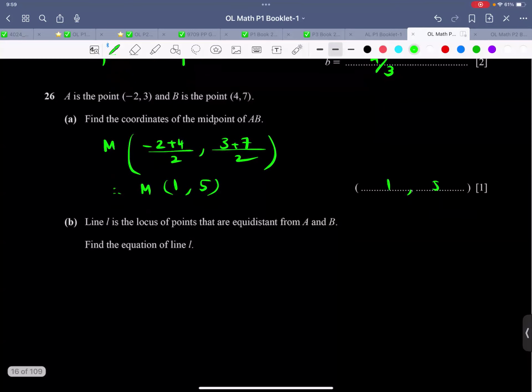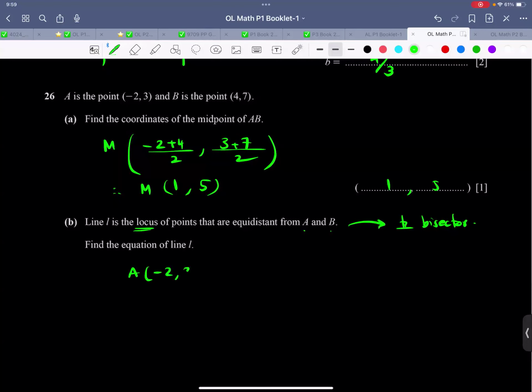Line L is the locus of points that are equidistant from A and B. This is a perpendicular bisector. A perpendicular bisector is equidistant from 2 points. So the concept of locus is used with coordinate geometry. Find the equation of line L.